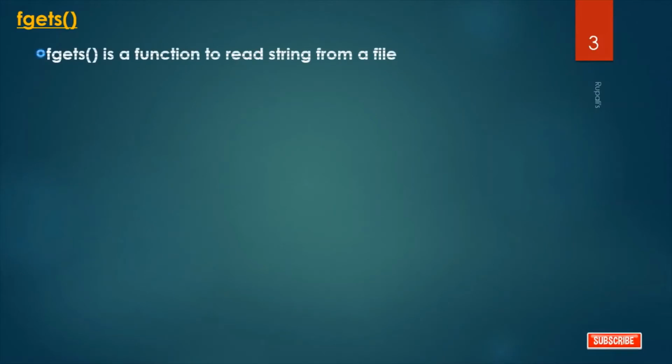Today we will learn the function fgets. fgets is a function to read a string from a file. We already learned fgetc. fgetc is a function which reads character by character from a file. But fgets is a function to read a string from a file.